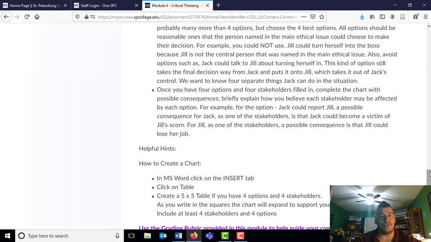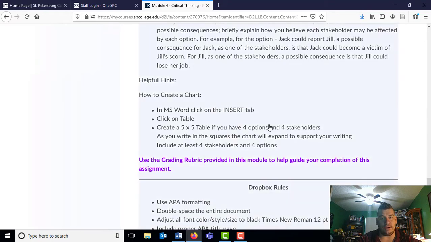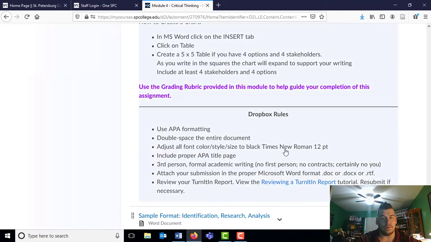And then once you have your decision maker, your list of stakeholders, your 4 options, you're going to fill in that chart about how each person's affected. And I'm going to show you an example here in a second, okay? This tells you how to fill out your chart. This gives you all the Dropbox rules, okay?